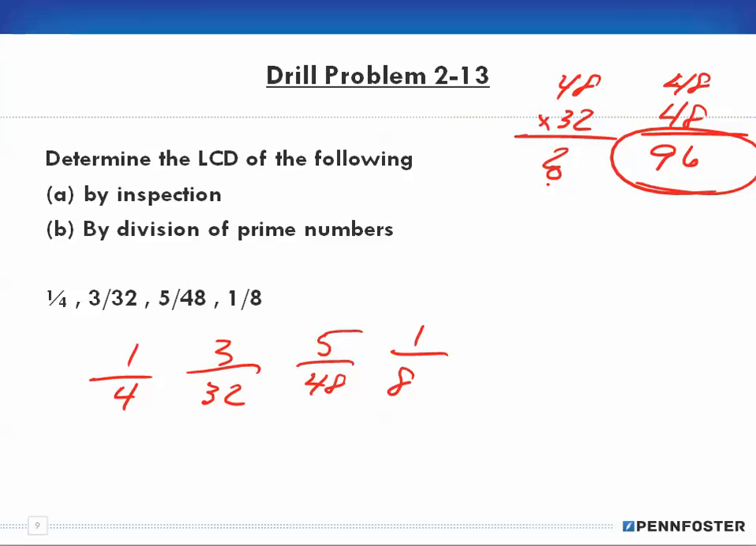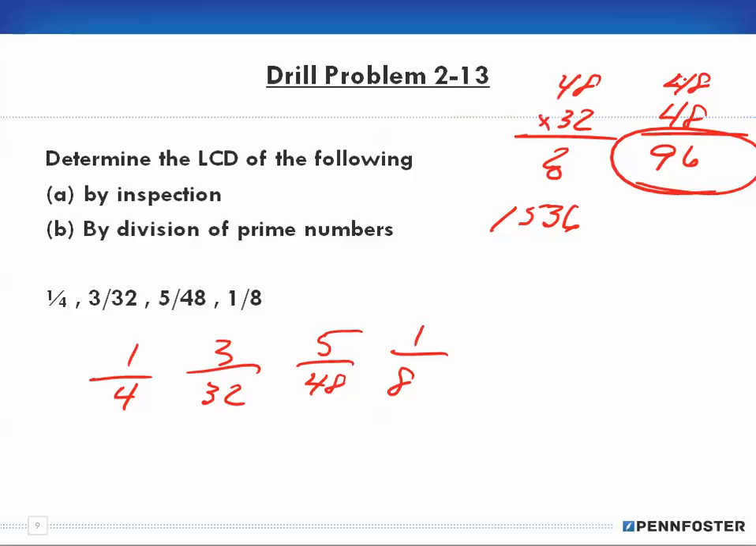48 times 32 gives me 1,536, right? That's a huge number. I don't want to work with huge numbers, and it becomes difficult for me to really be gauging mentally. That seems to be a common thing. If I could do it in my head easily, then I'm probably more apt to be correct. If I'm trying to work with 1,536 in my head, it's too big, and I may be doing something wrong.